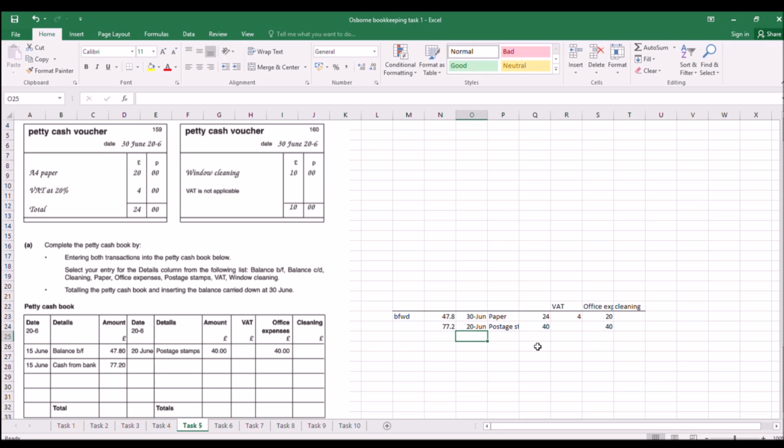Right. Okay. The other one then is going to be window cleaning. Oh, it's going to be 30th of June. Window cleaning in here, and we've got £10, and there's no VAT on that one, and that one's going to be in the window cleaning column.